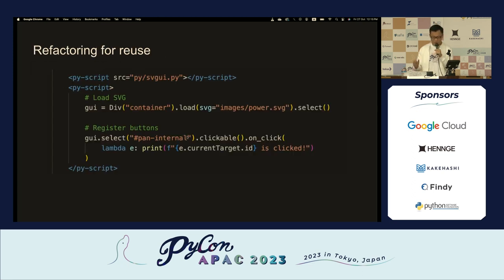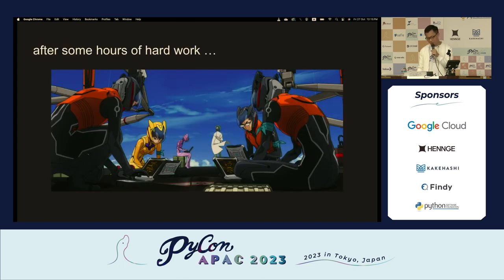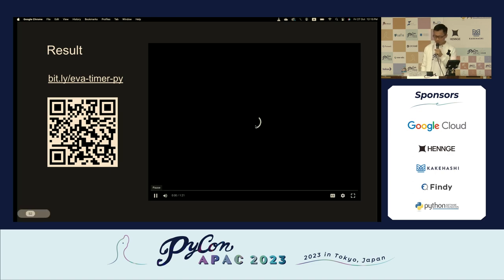Then I do some kind of refactoring because there is too much code. So in case later on you want to check it out, I refactored it to make it quite easy to create a layer and then easy to load SVG. And then in just one line, you can convert a certain group into a button and then add a callback to that button. Now, after a lot of hard work, that's what it looks like at the end.